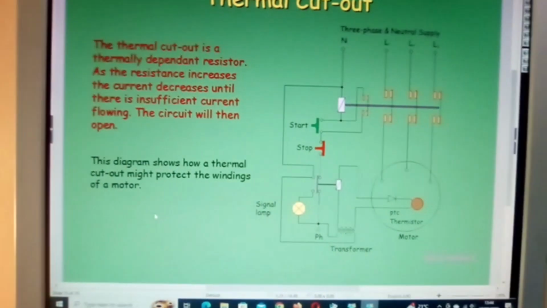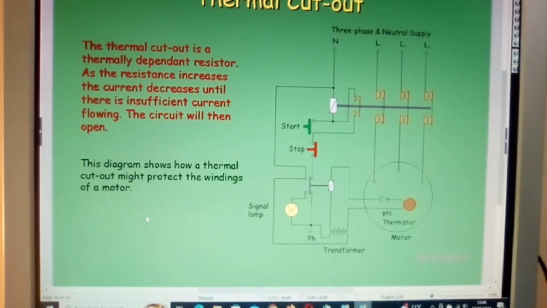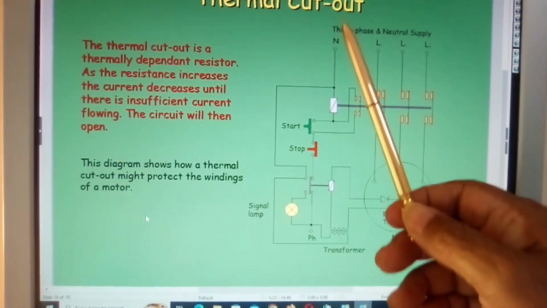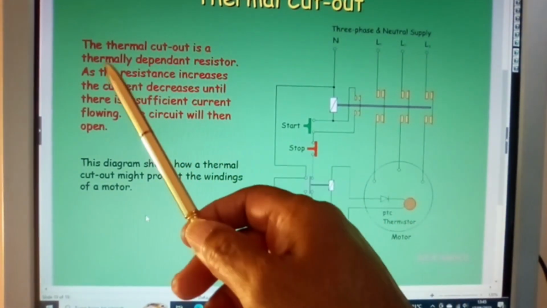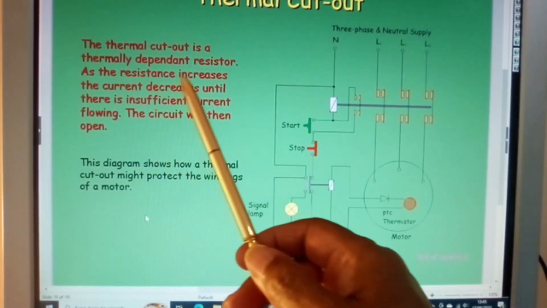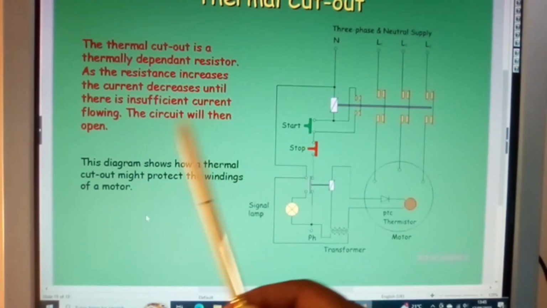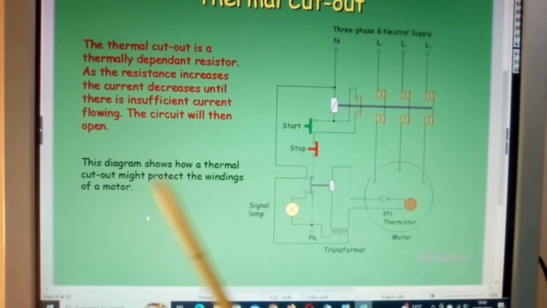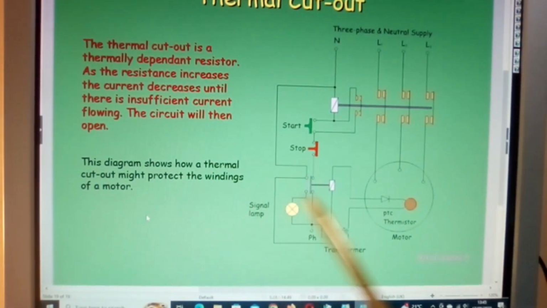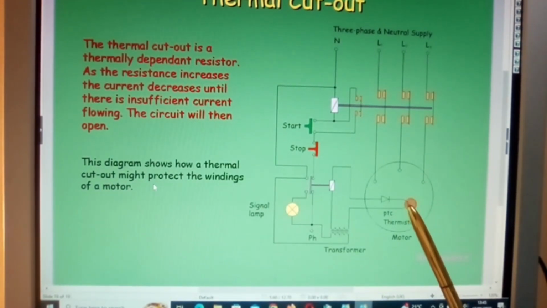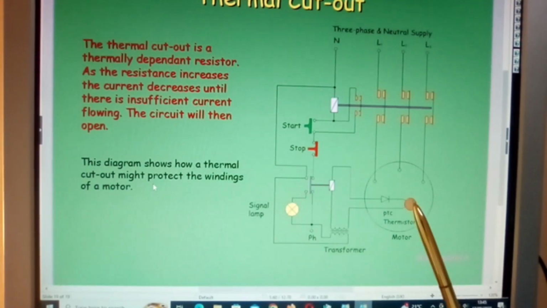A thermal cutout, and this would apply to, well, it could apply to anything actually, but I was going to say it would normally apply to motors. We have a three-phase and neutral system here. The thermal cutout is a thermally dependent resistor. As the resistance increases, the current decreases until there is insufficient current flowing. The circuit will then open. This diagram shows how a thermal cutout might protect the winding of a motor, and we do use thermal cutouts on motors because they provide a very effective means of protecting the motor from overheating.